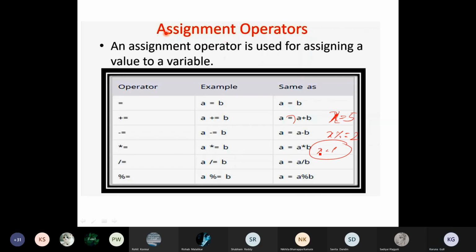Got it? Yes, ma'am. So it is the same thing, because you want to keep the remainder inside this. x is equal to x mod 2. The x value is 5. 5 mod 2 gives a remainder, so 5 divided by 2 yields remainder 1. That 1 is placed inside x. Clear? Yes, ma'am. Any doubts? No, ma'am. Okay. Shall we go ahead with the next operator? Yes, ma'am.